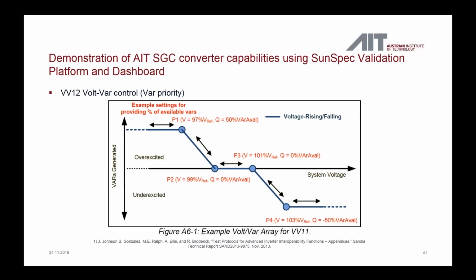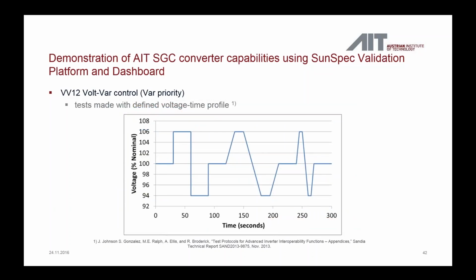So you can see here, this is an example also taken from a test protocol standard. Typically the curves consist of a certain deadband. The deadband is basically an area where the inverter operates without reactive power, and only if the voltage exceeds the deadband or is below the deadband, the inverter will run in the volt-var control mode. So this is a typical example. And to test the response of the inverter, we also use different voltage test profiles.